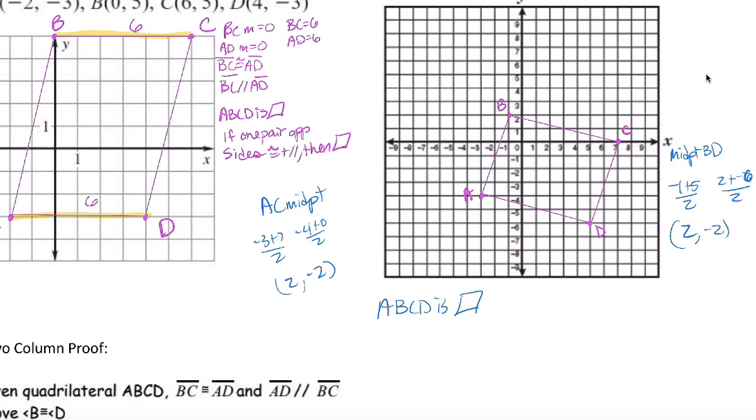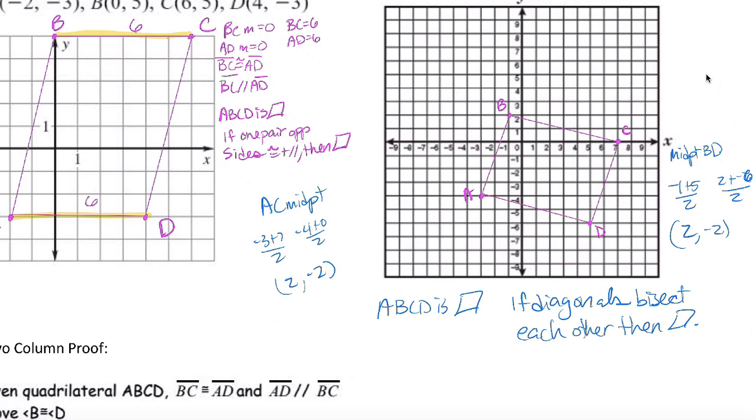And my reason would be if diagonals bisect each other, then parallelogram. So a coordinate proof is just to use your coordinates, do a math calculation, probably more than one, sometimes two like I just did here. Sometimes it takes more than that. Just depends on the method that you're choosing to use, and determine in this case if it's a parallelogram or not.